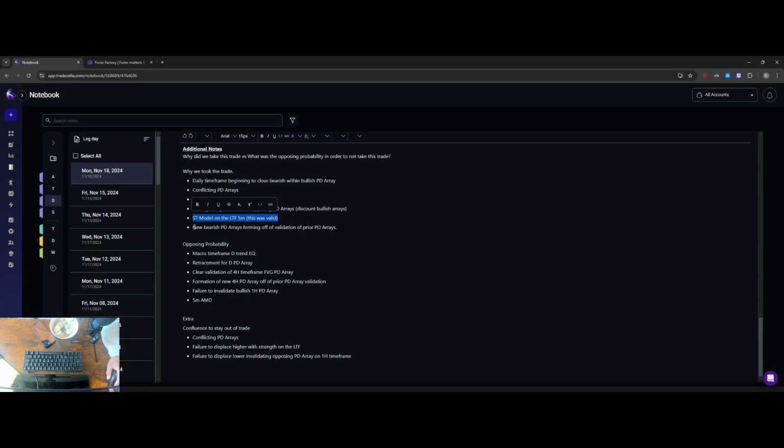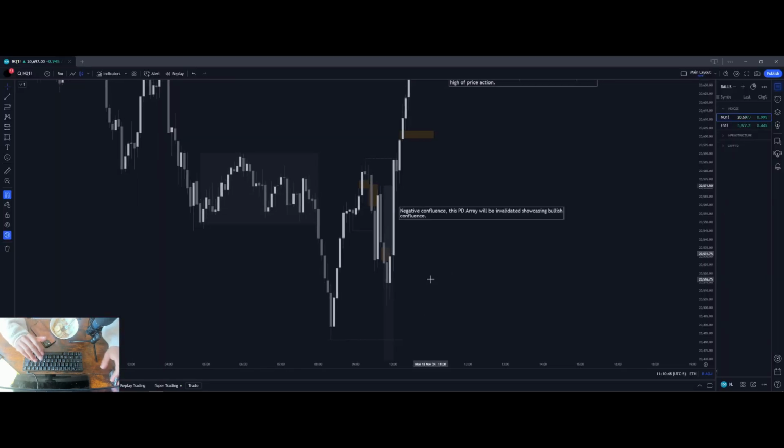Going back to TradeZilla, new bearish PD arrays forming off of validation of prior PD arrays. So you see, we have solid bearish confluence. This wasn't a horrible trade. It wasn't even a bad trade. It was actually a really, really good trade if we're applying it to an actual playbook. This was an amazing trade with amazing confluence, even bearish confluence, although yes, we did take the loss.